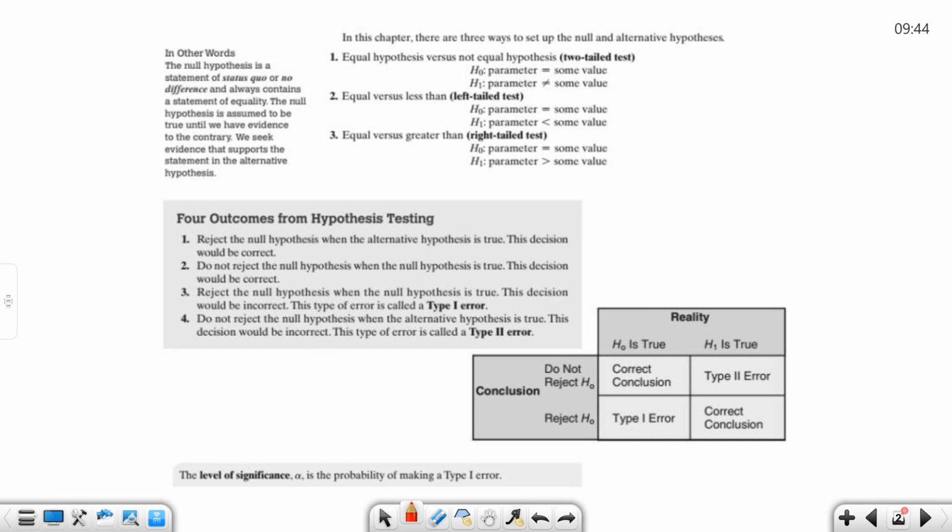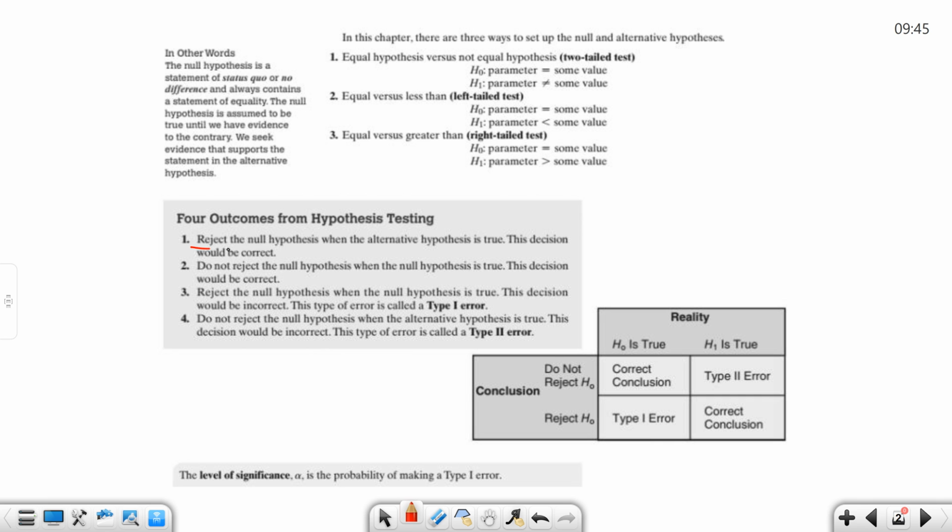In other words, the null hypothesis is a statement of status quo or no difference. It always contains equality. It always has an equals. The null hypothesis is assumed to be true unless we find evidence that says no, it's not true. And we seek evidence to support our alternative hypothesis. So we assume that our null is true, and we try to find evidence to say, hey, no, the alternative is actually true. So there are four outcomes when you do this.